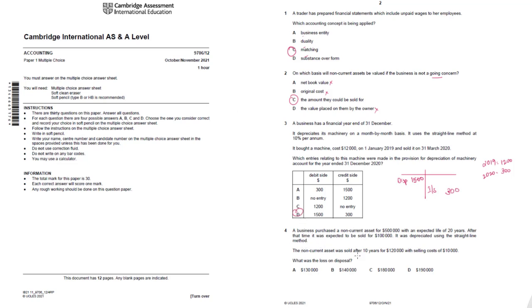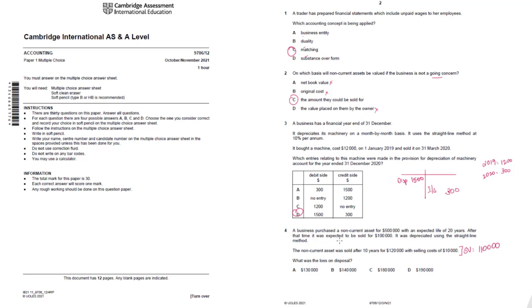Fourth one, a business purchased a non-current asset for 500,000 with an expected life of 20 years. After that time, it was expected to be sold for 100,000. It was being depreciated using the straight line method. The non-current asset was then sold after 10 years for 120,000 at a selling cost of 10,000. It means the net selling price was 110,000. What is the loss on disposal?